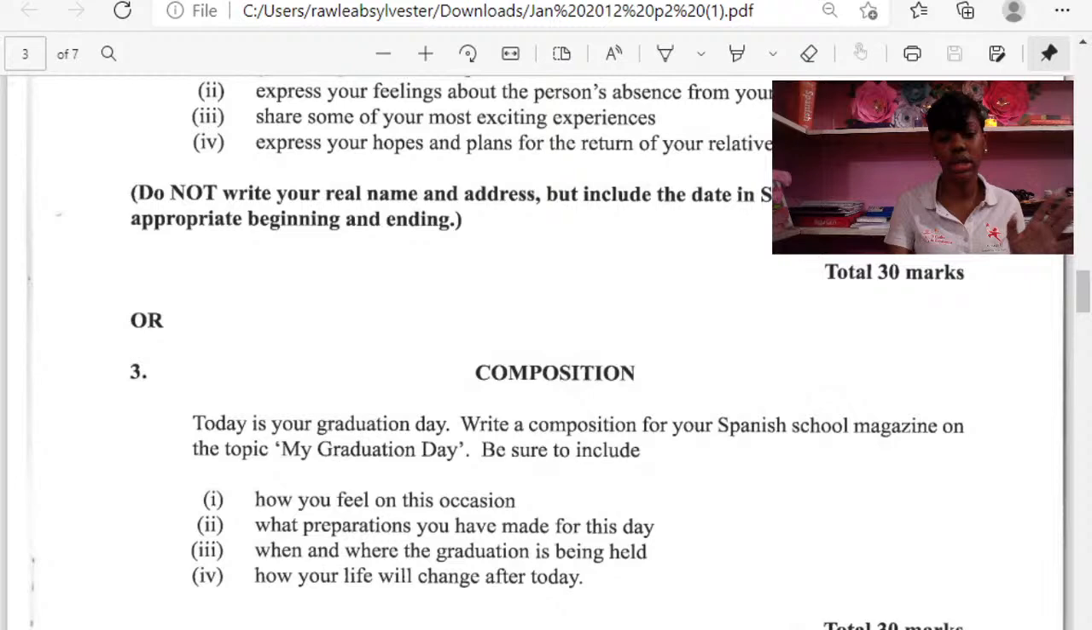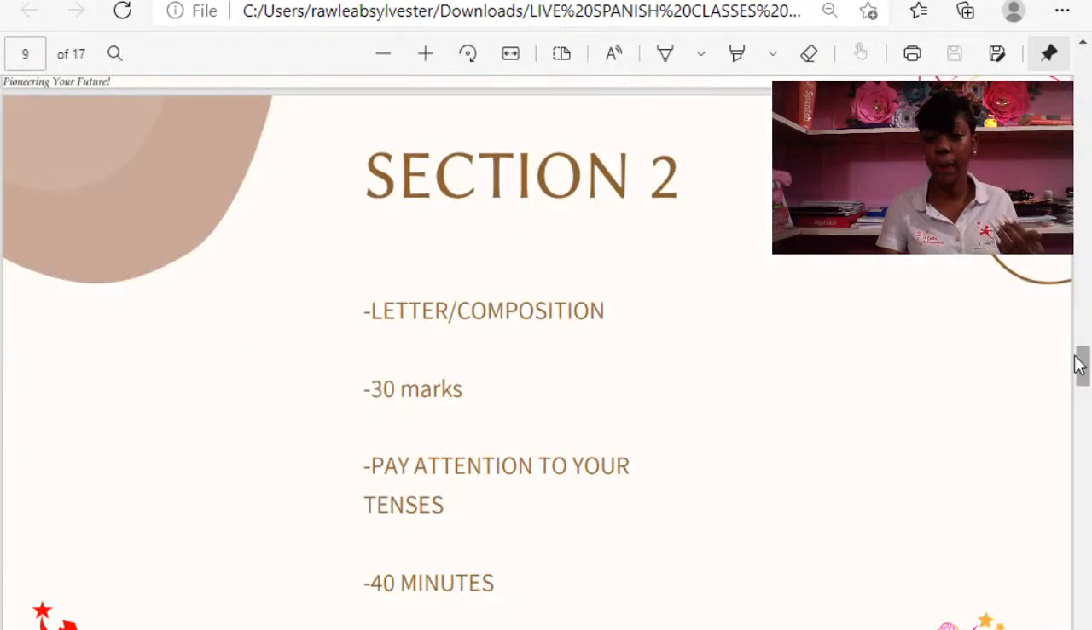Moving on to section 3. So we're moving straight on to section 3.